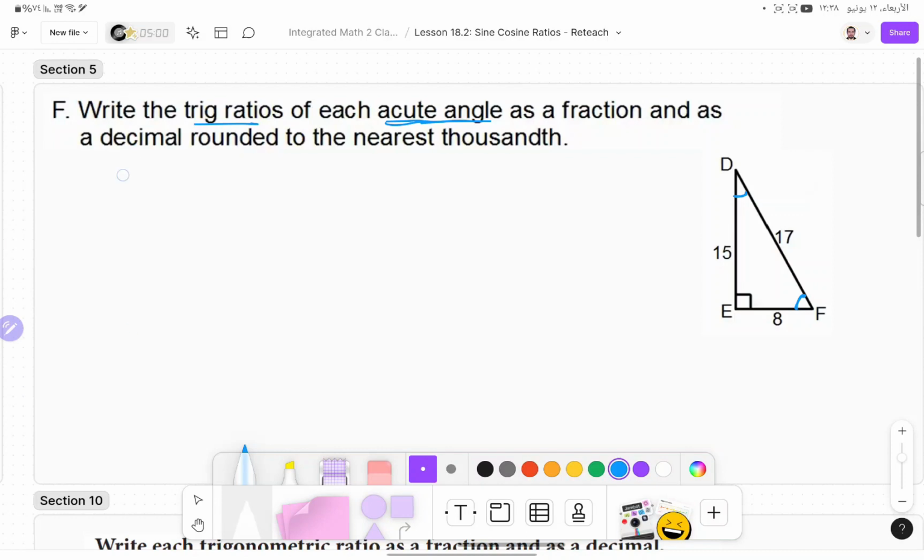Now, let's find them. Let's start by finding the sine for angle F. Let's start with angle F. So now, what's the ratio of the sine?